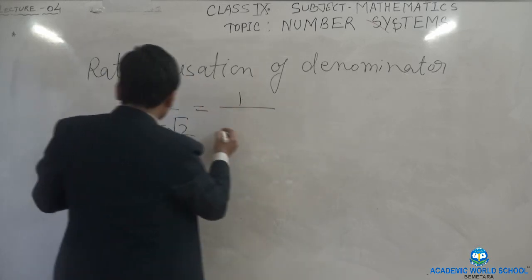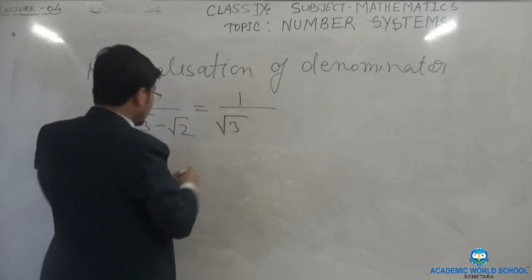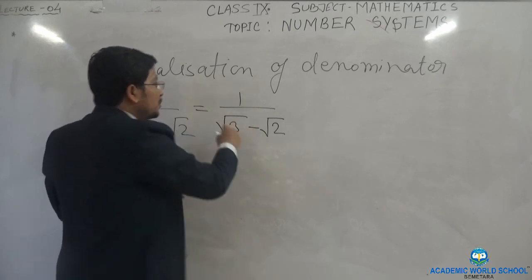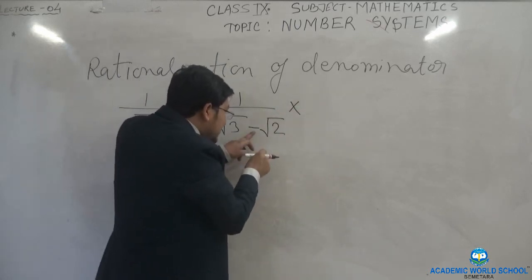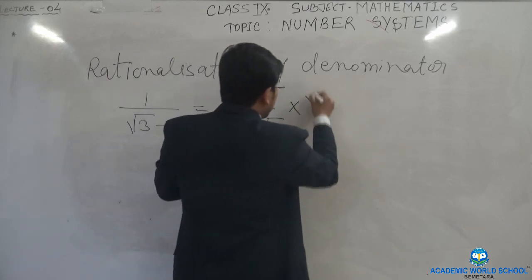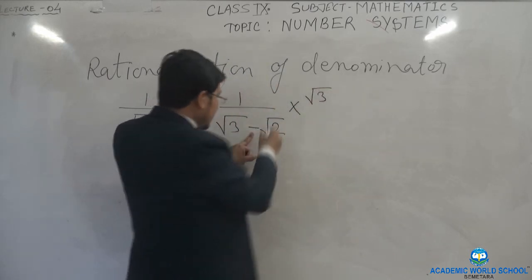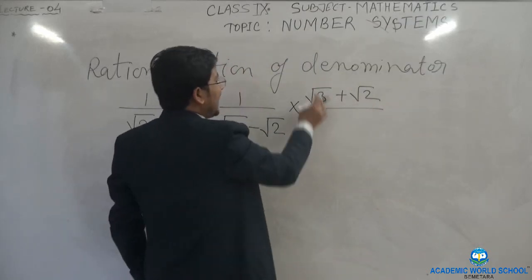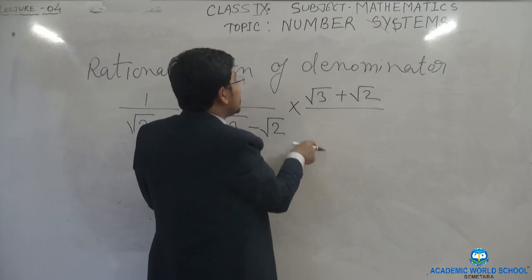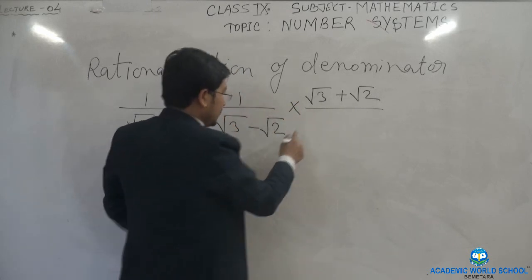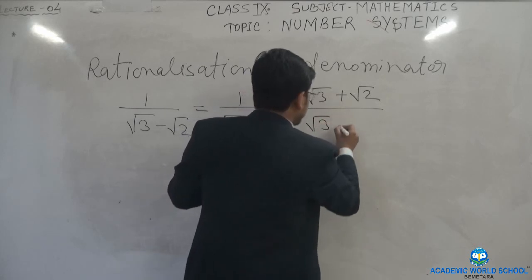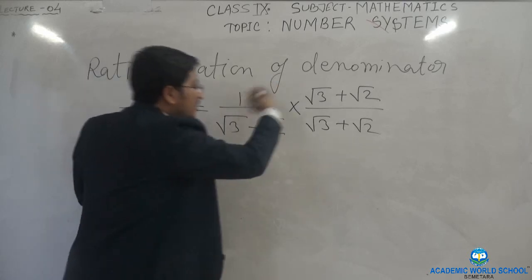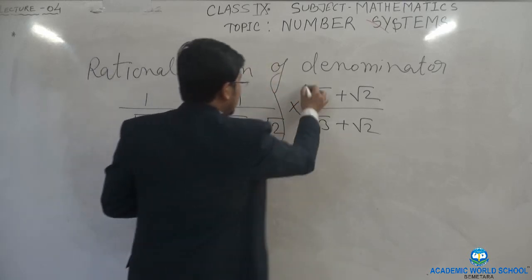What is the rationalization? So this is root 3 minus root 2. We are going to multiply by changing the sign. So this will become root 3 plus root 2, and if I am going to multiply, then I have to divide also. It means I am going to multiply the numerator and the denominator by root 3 plus root 2. So this is what rationalization of the denominator is.